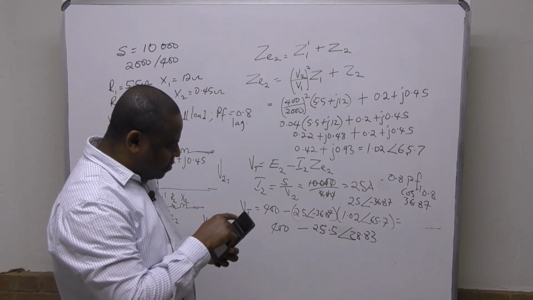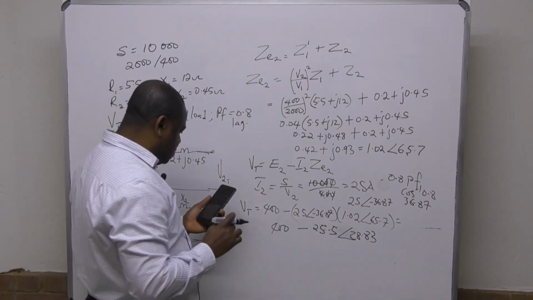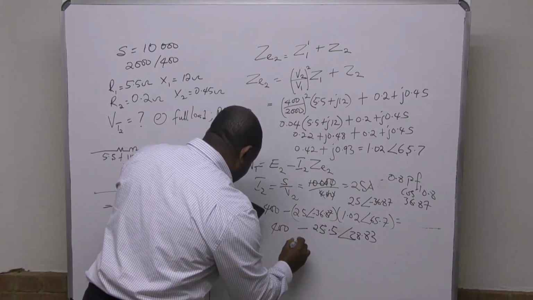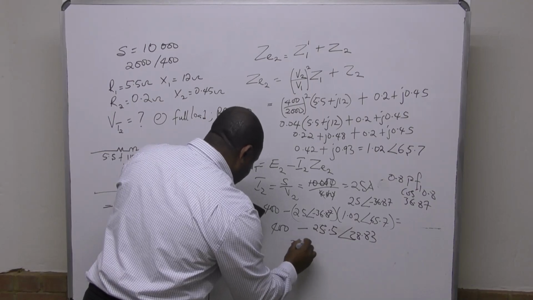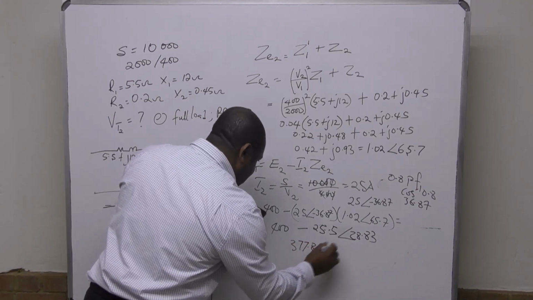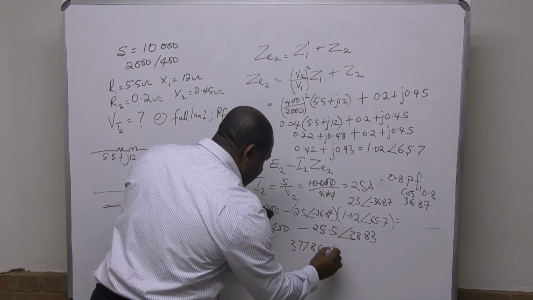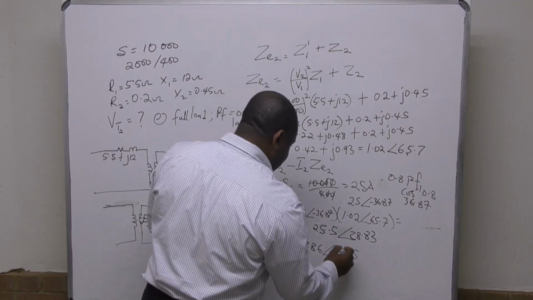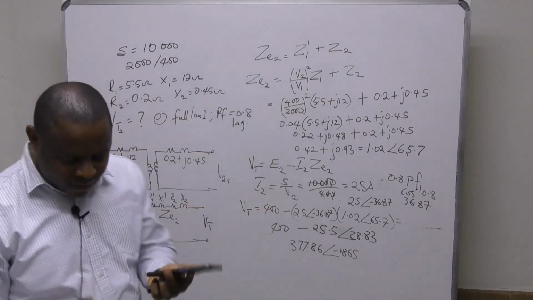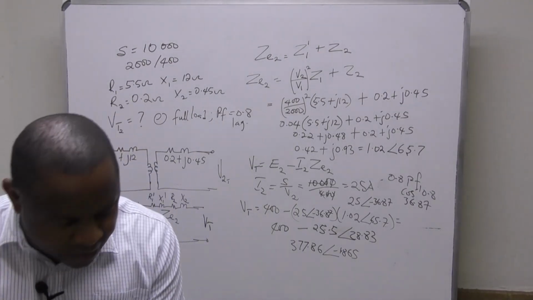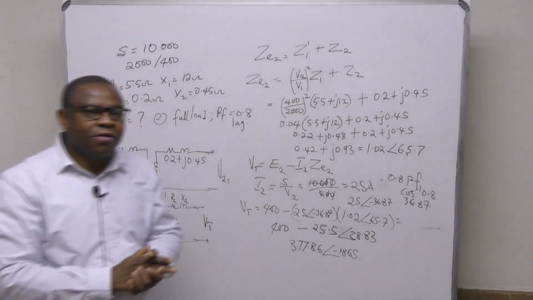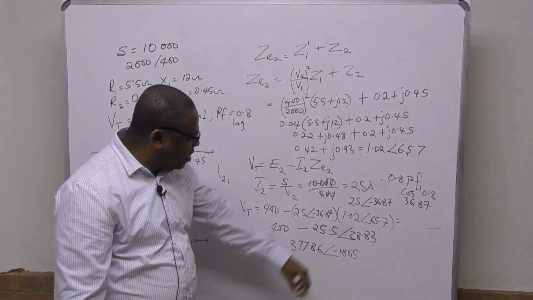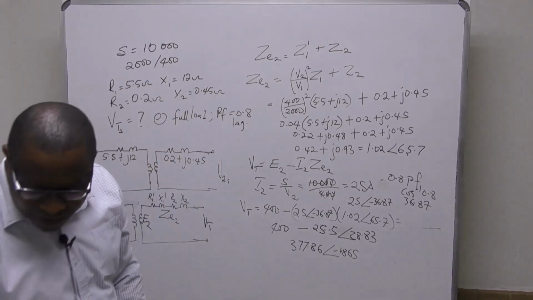So let's see. So you get 377.86 with an angle of minus 1.865. Okay, wow. Did you get that? So you're going to have 377.86 with an angle of minus 1.865 volts.